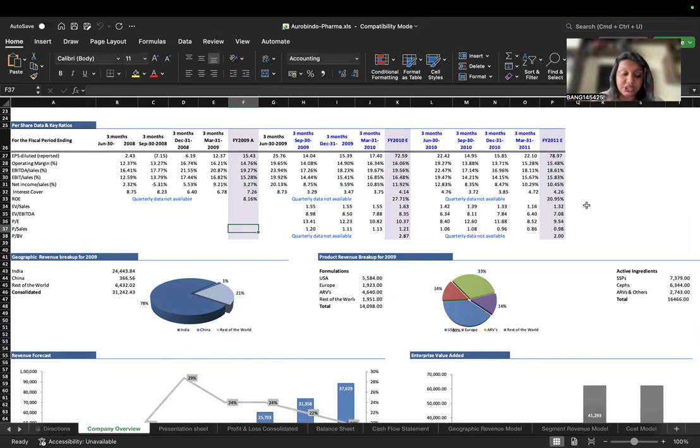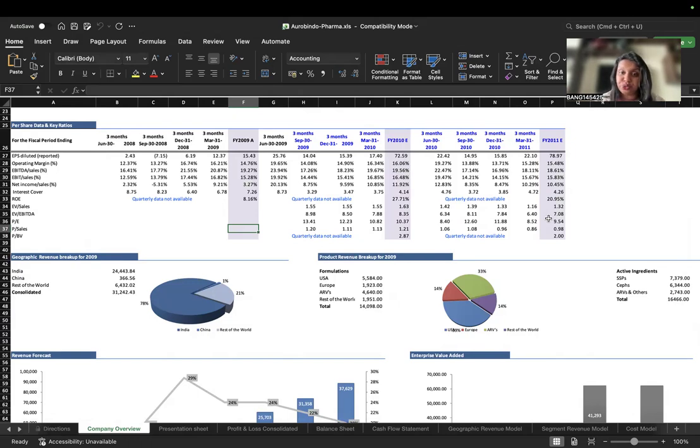This is more like an immersion than a review. We will explore the cover sheet, the company overview, the presentation sheet, profit and loss calculated, balance sheet, cash flow statement, geographic revenue model, segment revenue model, and cost model. These are the models we are going to do step by step. We will culminate our journey by interpreting the valuation output to answer the ultimate question: what is the enterprise truly worth?